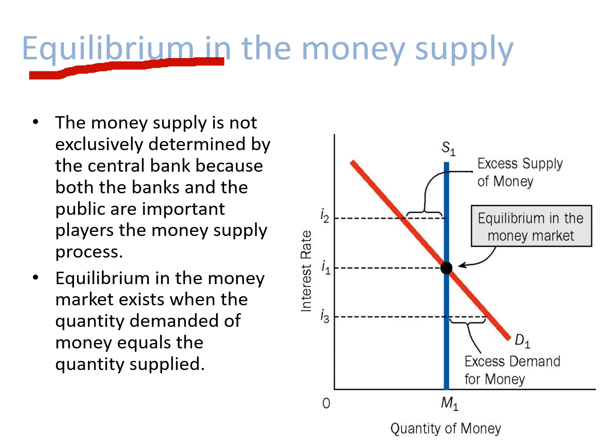Equilibrium in the money supply. The money supply is not only determined by the central bank, because both the banks and the public are important players in the money supply process. This graph brings money demand and money supply together and shows how they determine the equilibrium rate of interest. The interest rate will move toward I1 when the quantity of money demanded is just equal to the quantity supplied by the Fed. At the equilibrium interest rate, people are willing to hold the stock of money the Fed has supplied to the economy.